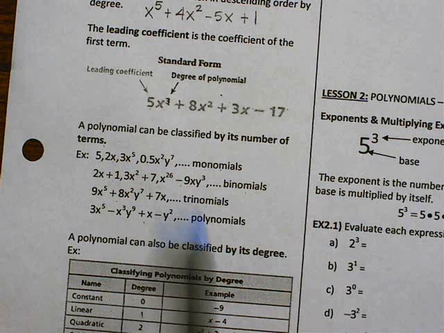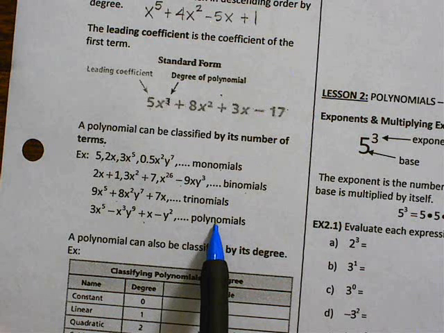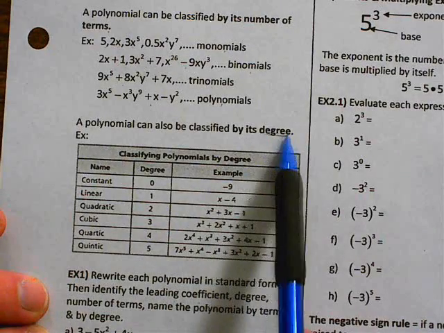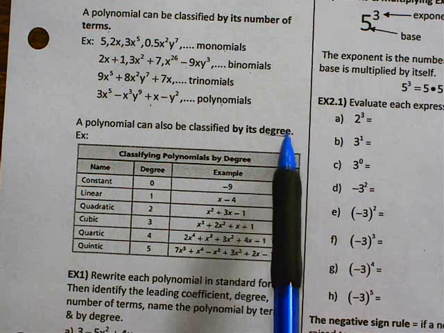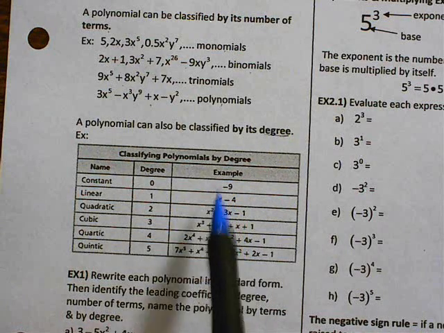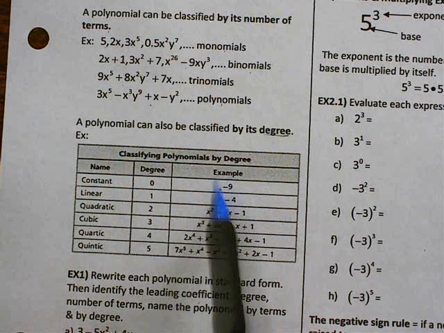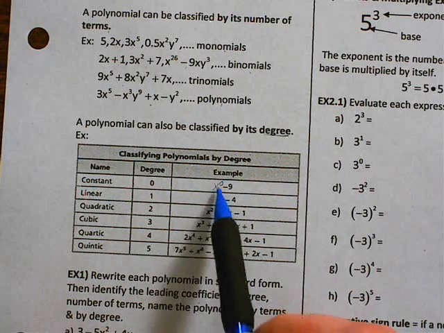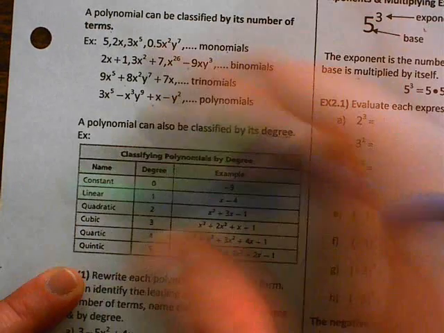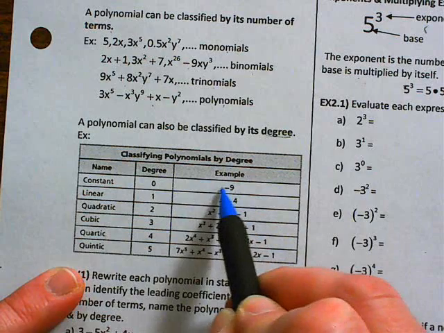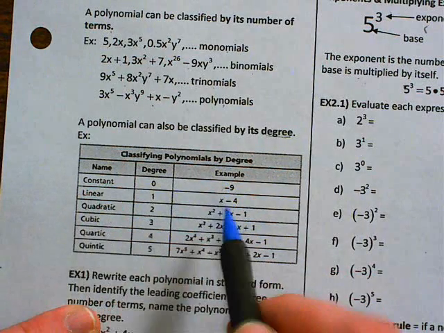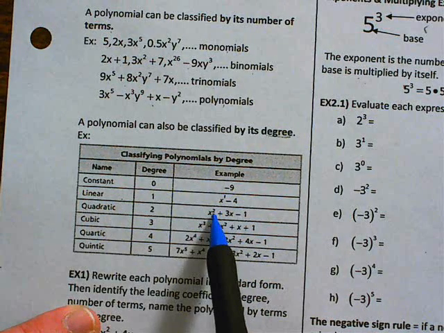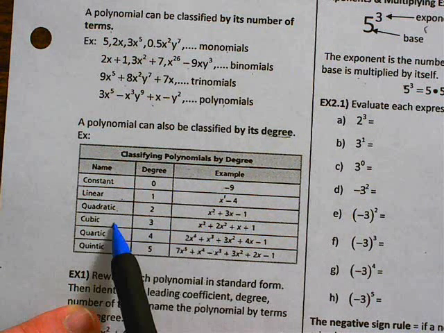Now there's another way to classify polynomials, and it's by its degree. Remember, degree is the biggest exponent. Here are some examples of polynomials. Even though you cannot see a letter, there is an x to the 0 here. I'm sorry, there's no x to the 0. There's no exponent there, so that means this is a constant. Here the exponent is 1, so this would be linear. Exponent 2, this would be quadratic. 3, cubic. 4, quartic. And 5, quintic.